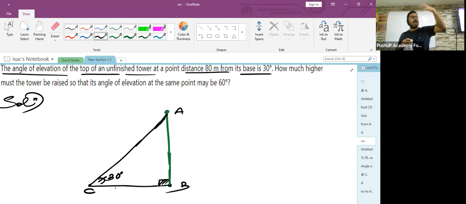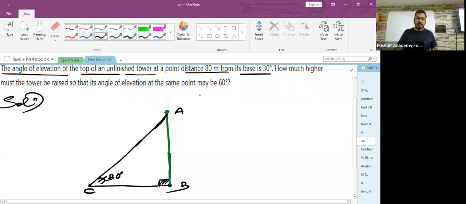Children, the more the height of the tower, the more will be the angle of inclination. Always remember this. And I'll make you write a statement over here, which will help you while revising. Children, please write this point.